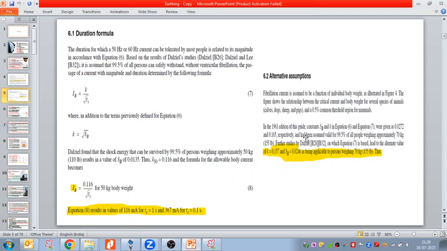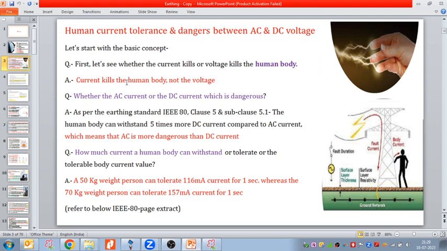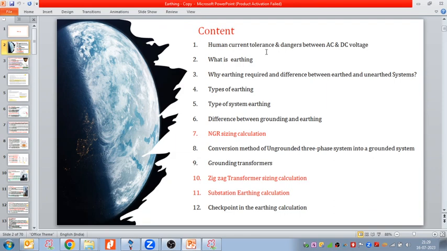And if you see over here, this is 6.2 alternative assumptions. So 157 milliampere for the 70 kg person, right? So based on IEEE 80 clause 6.1 and 5.1, I hope all these three questions are clear: which is more dangerous, AC current or DC current, and the tolerable body current. Okay, so that's the first point: human current tolerance and danger between AC and DC voltage.